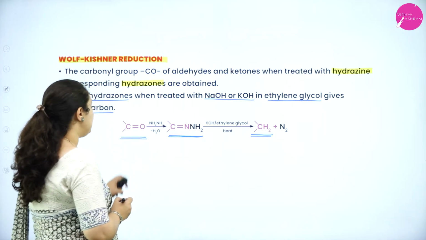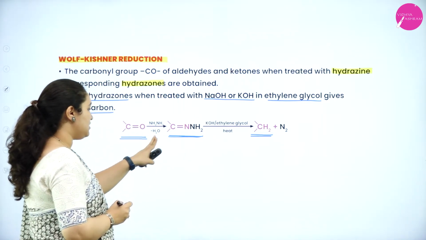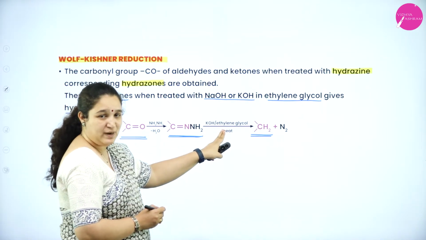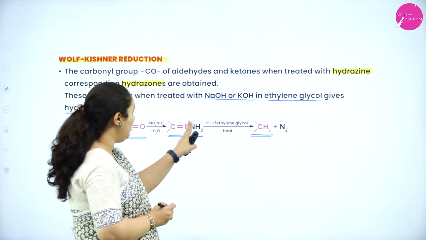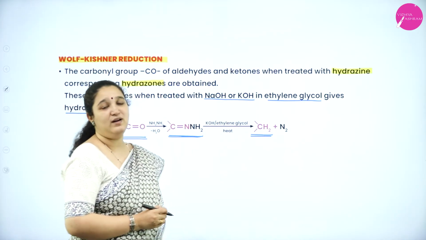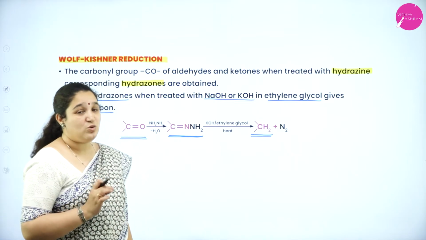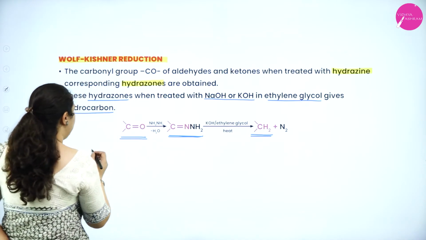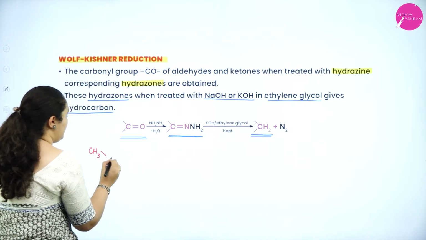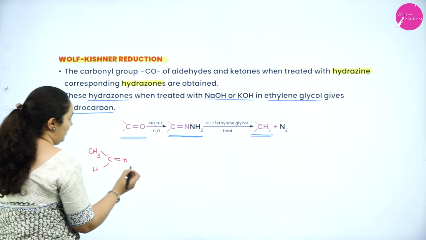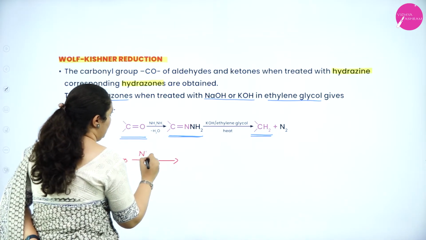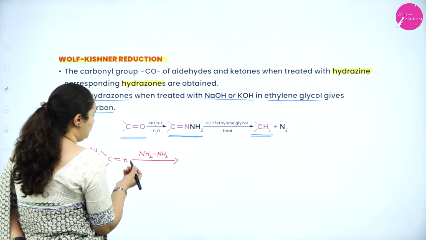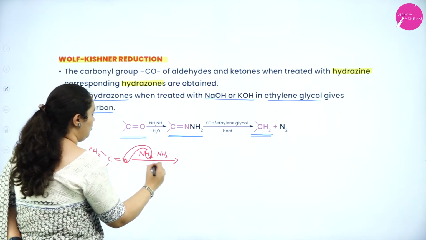Okay. So what exactly is happening? First, the oxygen is removed and the NH2 group gets added. When you heat it with potassium hydroxide or sodium hydroxide in ethylene glycol, nitrogen is liberated to give the hydrocarbon. Okay. So, shall we write the example for this? First, I shall take acetaldehyde as the example. I will get CH3, C double bond O, H with hydrazine, NH2, NH2. Water is getting removed, of course, minus H2O.